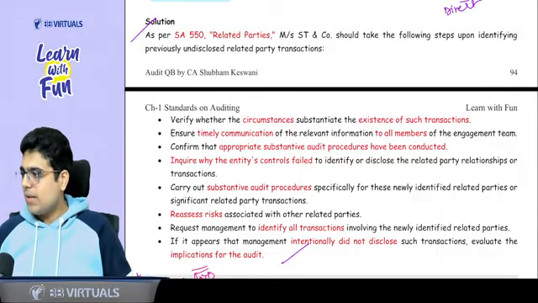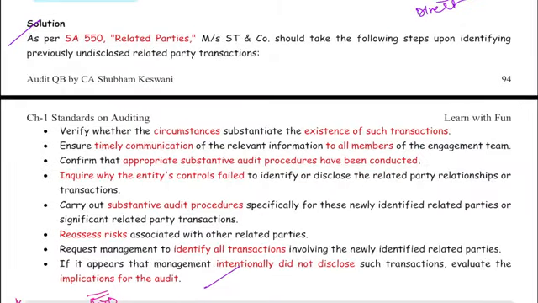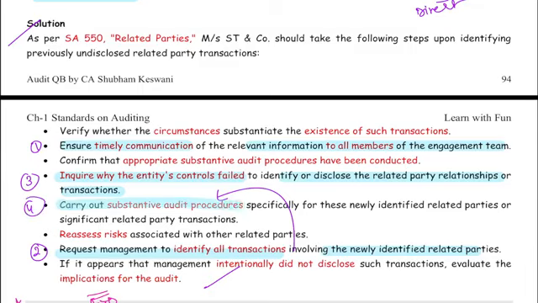Do you want to mark the points? Yes, sir. The first point was getting excited. So timely communicate to all the engagement team members. First point done. Second point, inquire from the management. Request the management to identify the transactions with the new related party. Then inquire why the entity failed to identify this related party. Then, sir, for these new transactions, you need to perform substantive procedures. So this is your fourth point. Carry out substantive procedures on the newly identified related party transactions.